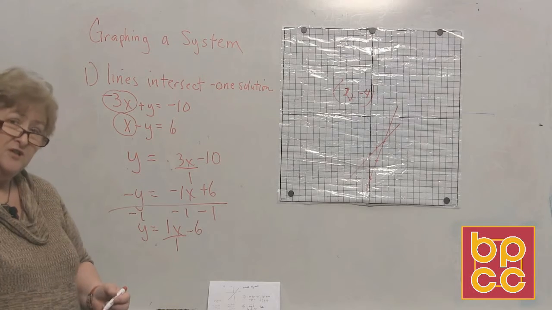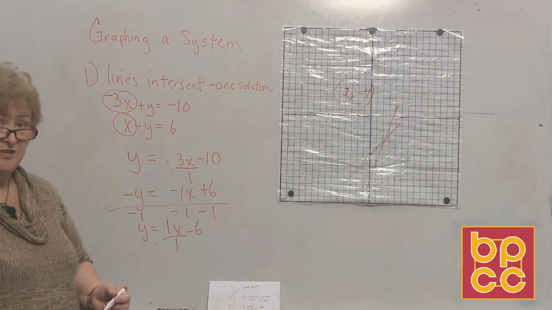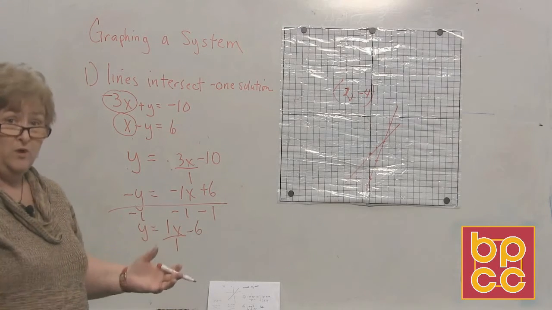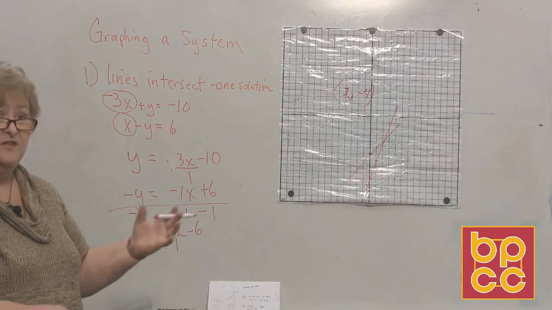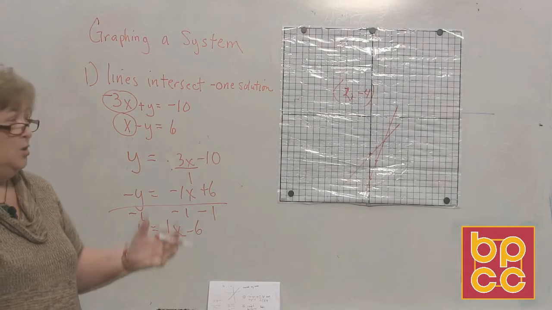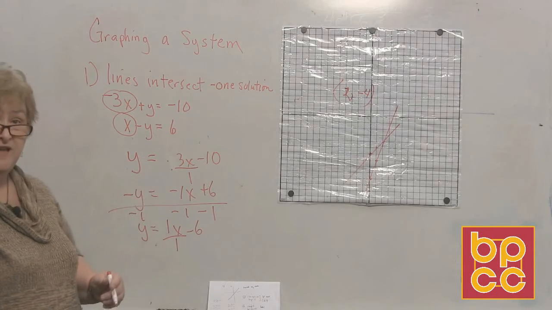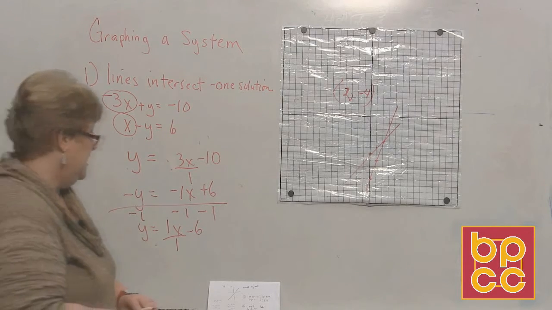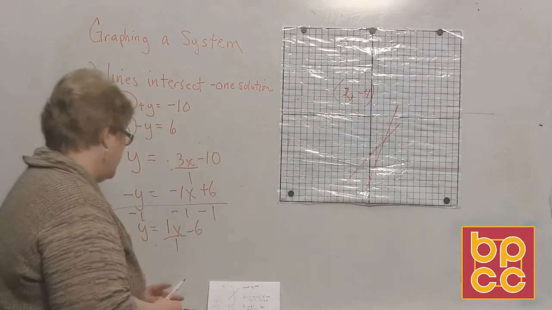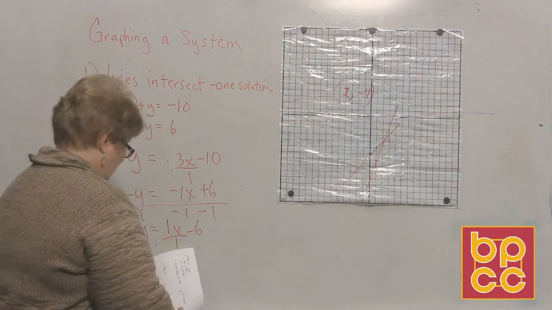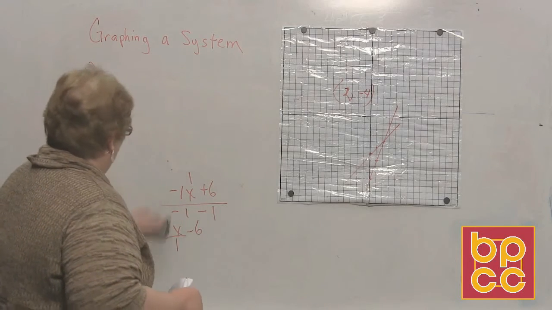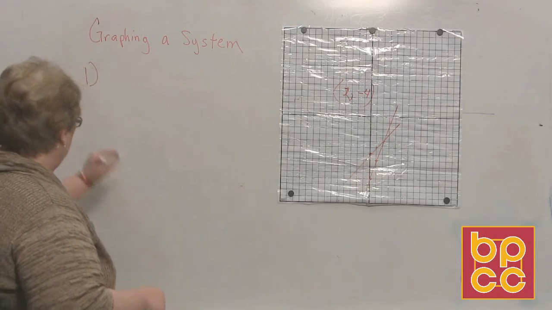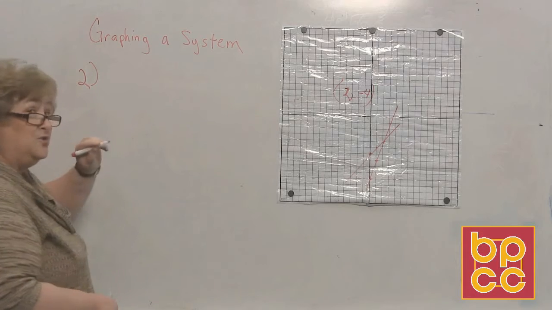So one of the first things that can happen in graphing is that when you graph a system, it can cross in one location, and that's going to be the only answer, the only place that these lines will ever cross. One solution: lines intersect at one location. Okay? Now, let's go to our second one, where the lines are going to be parallel.